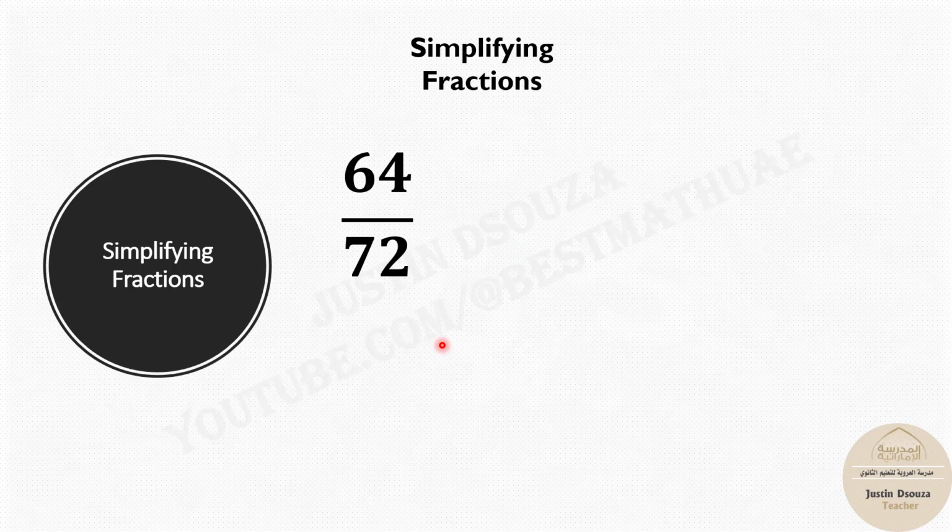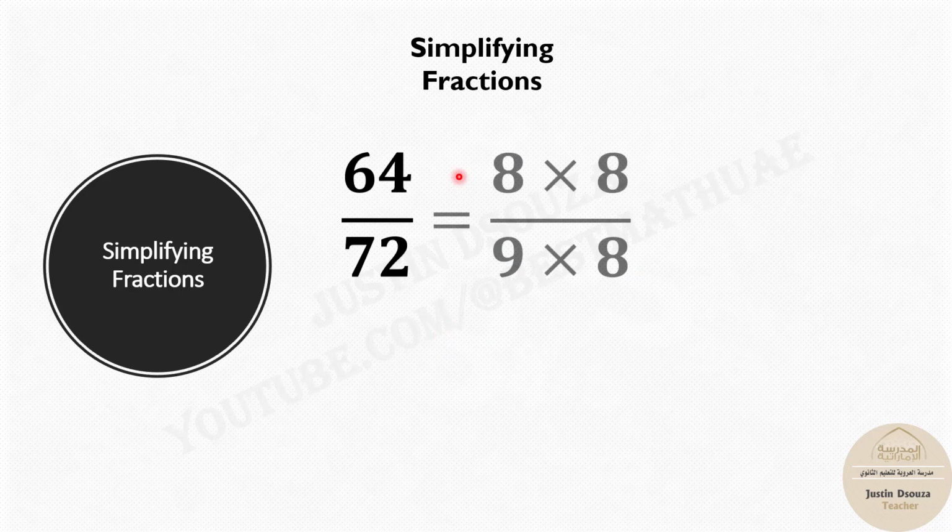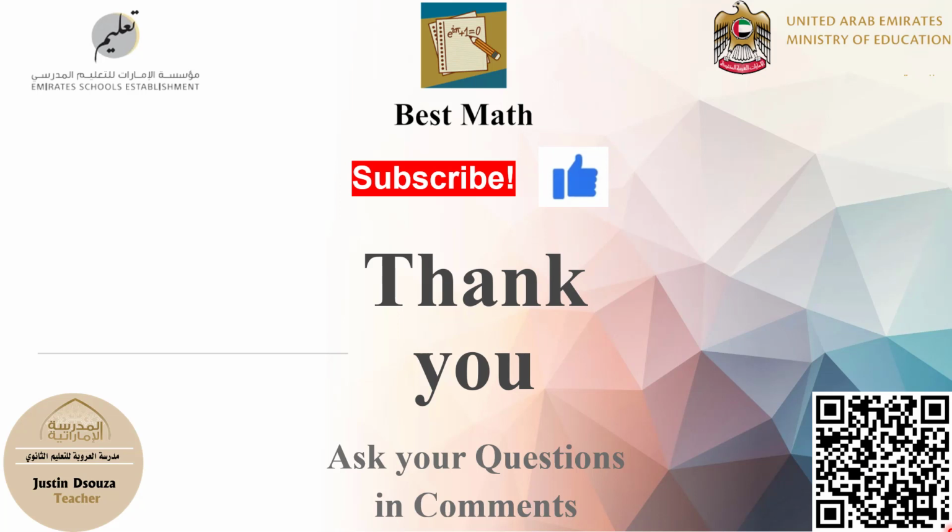Same thing. If you remember the tables of 8, you can write it as 8 times 8 and 9 times 8. And now the 8 cancels and you're remaining with 8 by 9. This is how we simplify fractions.